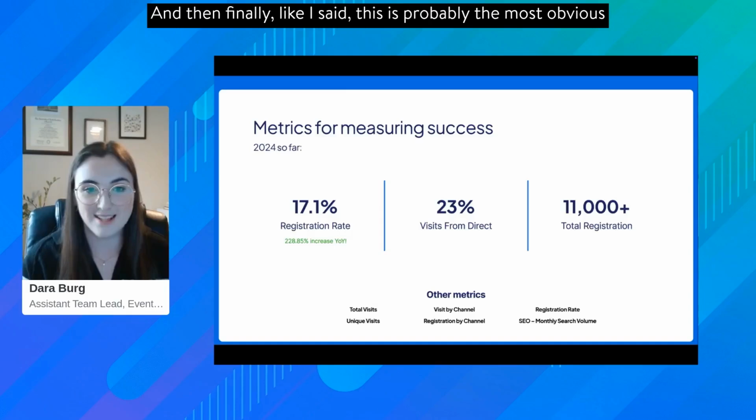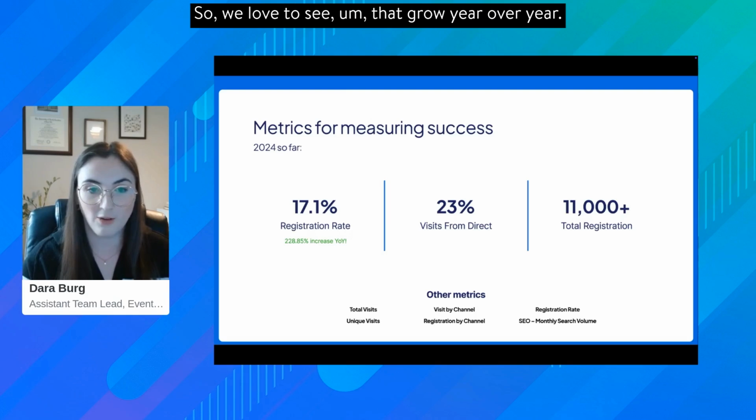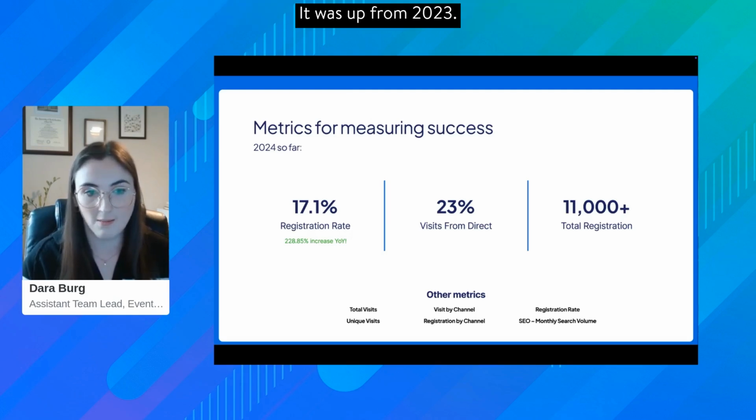And then finally, like I said, this is probably the most obvious metric to measure, but it's your total registration numbers. So we love to see that grow year over year. Last year, we had about 11,000 total registrations, which was awesome. It was up from 2023, so really good there.